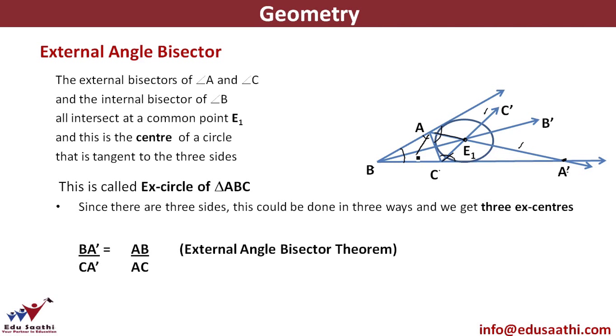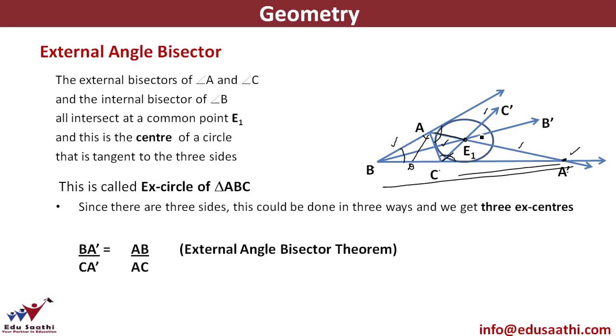If it was interior, it would have cut somewhere here. If it's exterior, it would cut BC at an external point of BC. So it will be BA dash over CA dash is equal to AB over AC. What are the two sides which are making angle A? They are AB and AC. Since it's an exterior angle, I'll not take BD over DC. I'll talk about BA dash over CA dash.